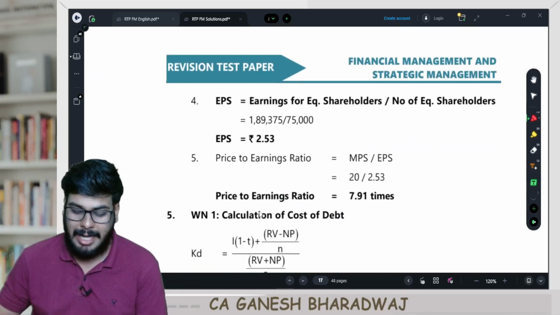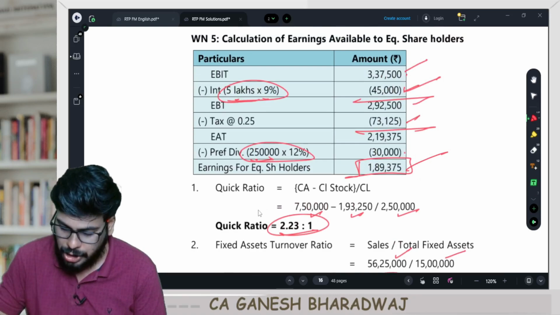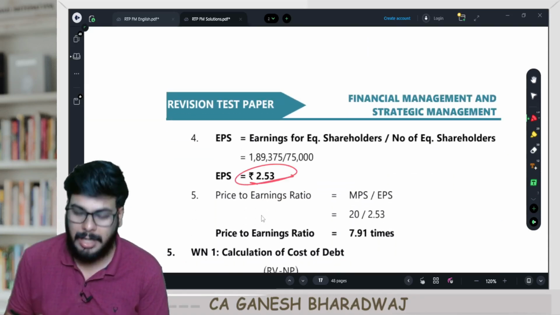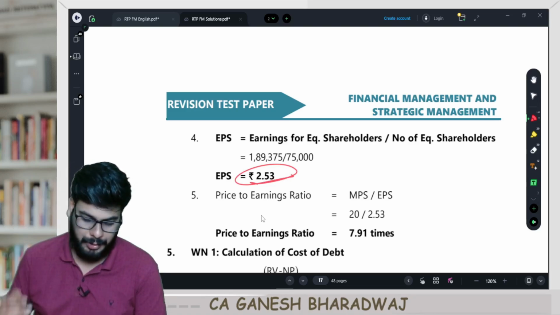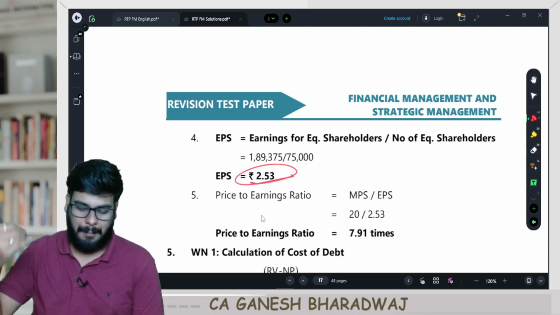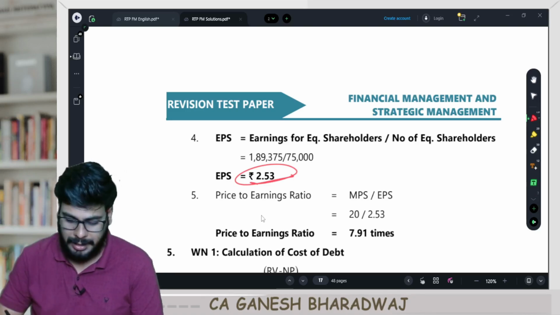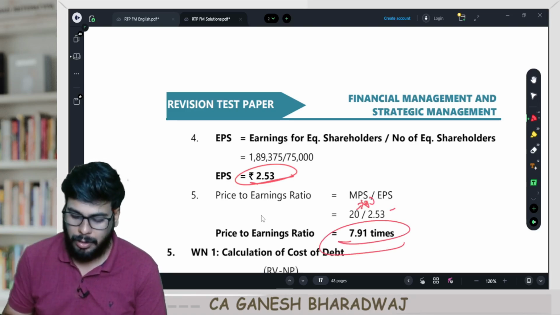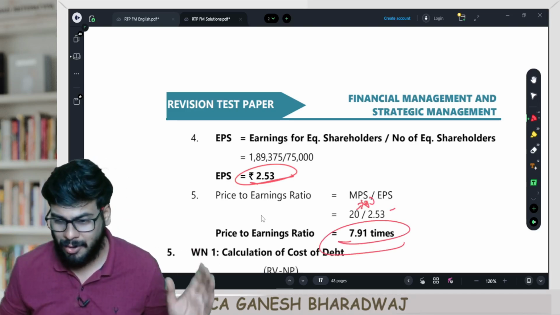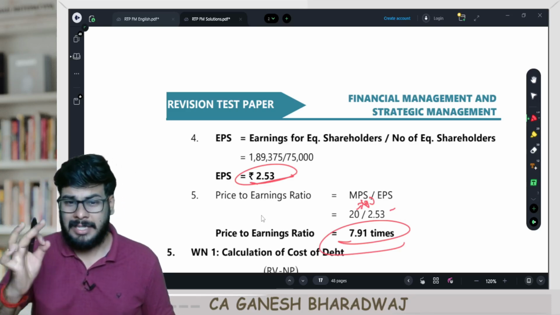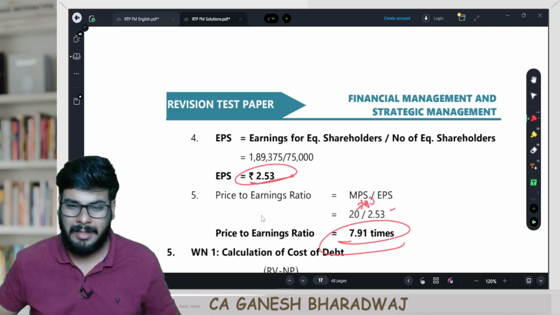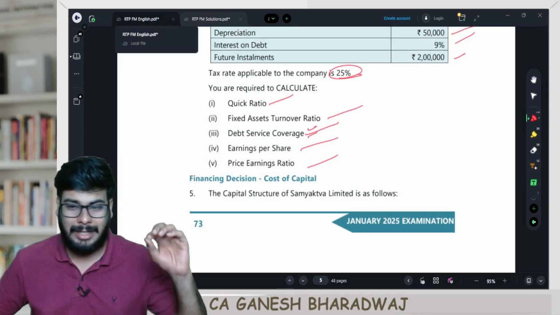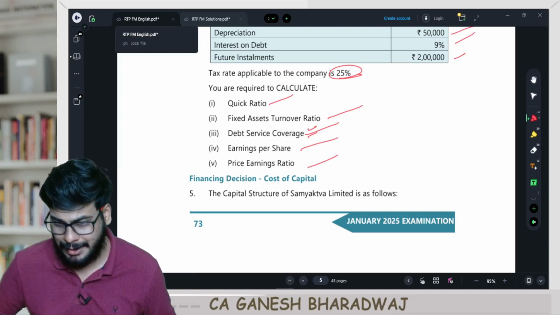Next one, EPS, so earnings for equity shareholders. 1,89,375 divided by the total number of equity shares of 75,000. You get an EPS of 2.53 rupees. Are you clear with this? And price earnings ratio, MPS upon EPS, right? The market price figure is given in the question, and this figure we just calculated right now. If you divide the two, it's going to be 7.91 times. Are you clear with this? With this, the question is over. See how simple it is, provided you have the right approach to this particular solution. And with that, we are done with this particular question on ratio analysis.